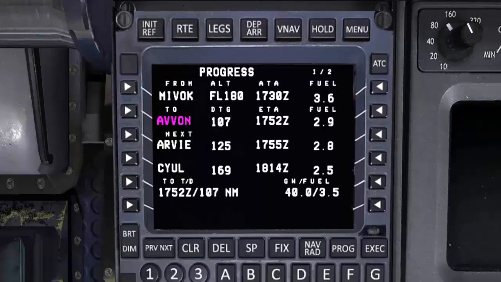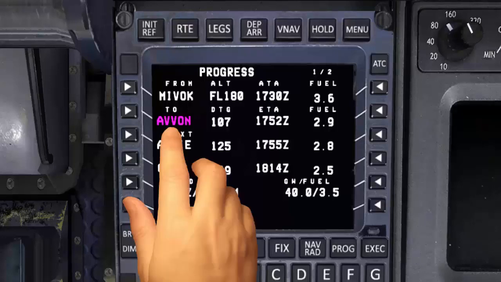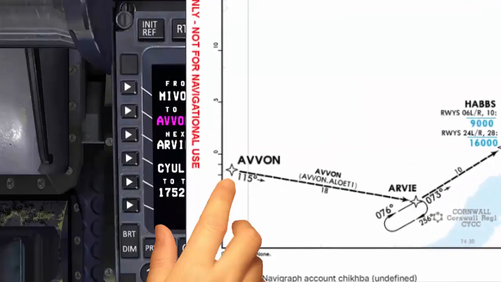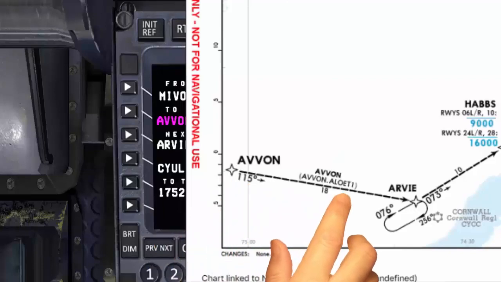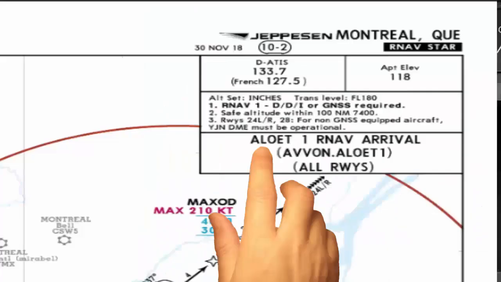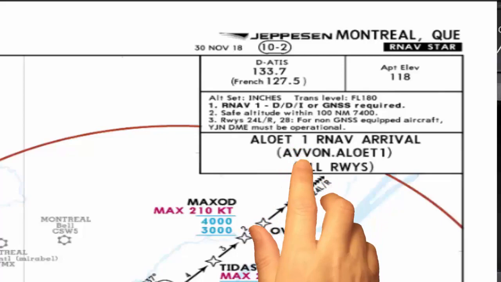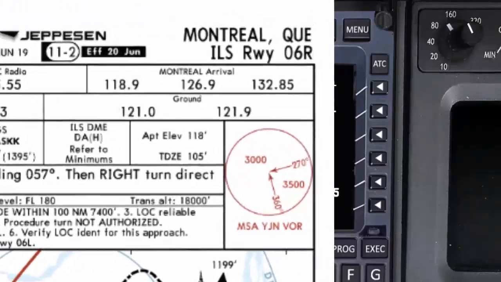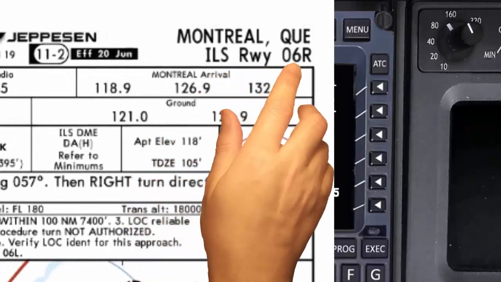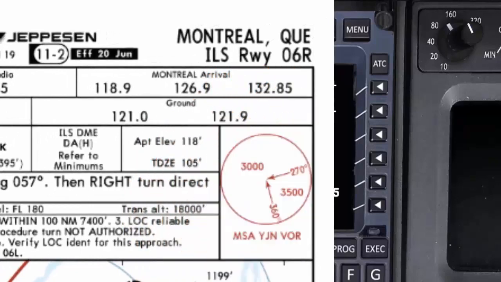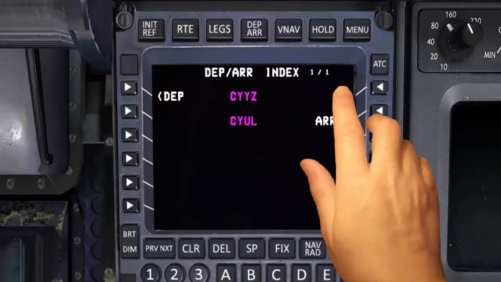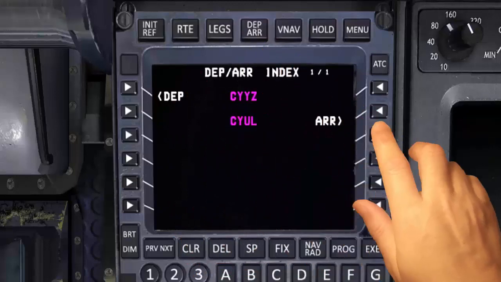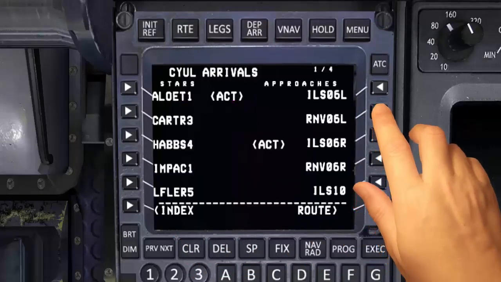Let's do the approach briefing. Currently I'm flying to A1, which is the entry waypoint for my STAR. The STAR I'm going to fly is Alouette 1 with A1 transition. Then the approach I'm going to fly is the ILS runway 06 right. Let me first check this with the arrival page in my CDU.